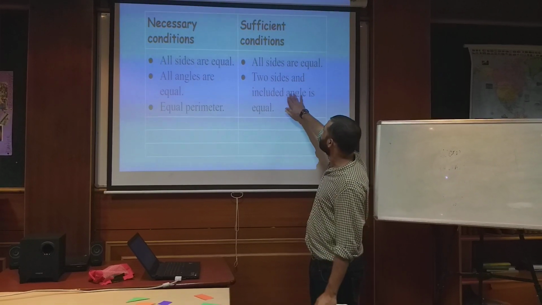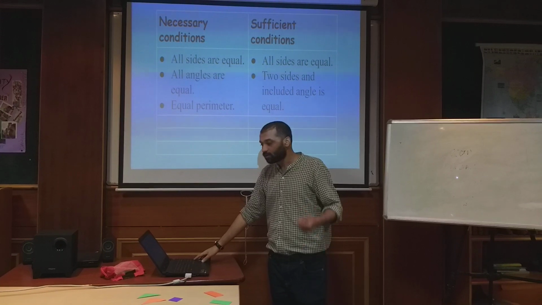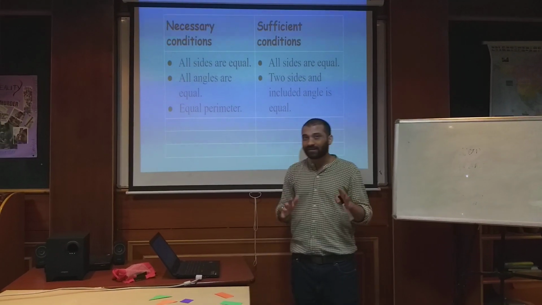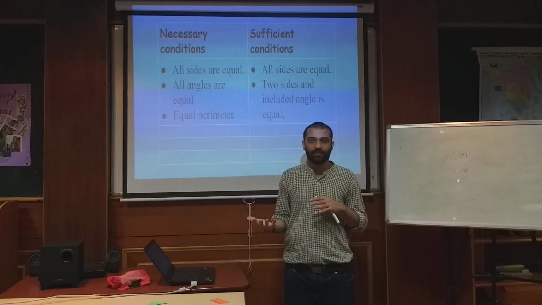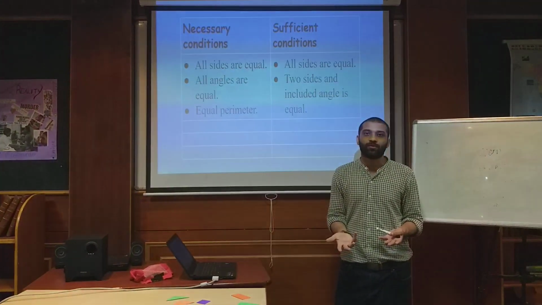Then two sides and the included angle is equal. I've taken one of the criteria of congruence. So this is a sufficient condition. But at the second stage, children are not able to differentiate between the two. For them, a necessary condition may appear to be a sufficient condition.